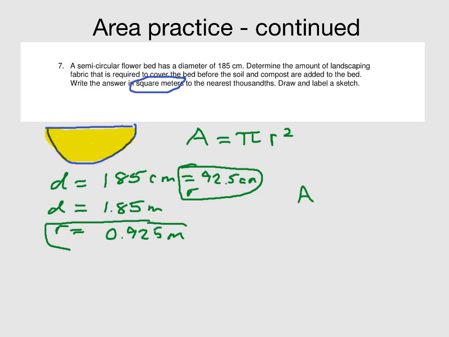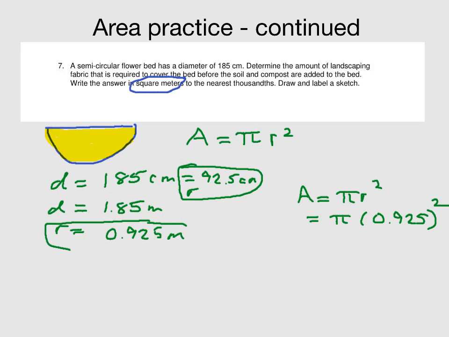So rewrite the formula: pi times the radius squared. The radius of the whole circle, of course, is 0.925 meters. You're going to square that number. You're going to get an answer for all of this, and then you're going to divide it by 2. So 0.925 times 0.925 times pi is going to give you 2.688.